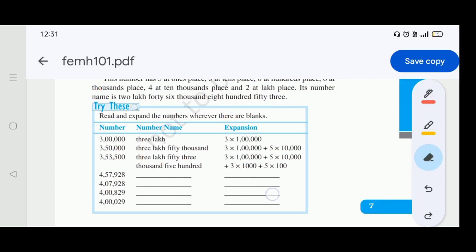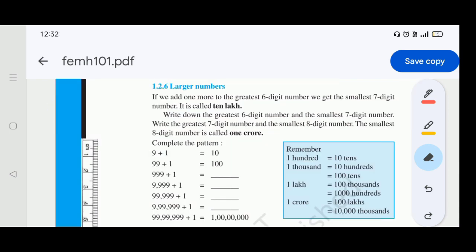Moving on. The next topic in this chapter is 1.2.6 larger numbers. If we add one more to the greatest 6-digit number, we get the smallest 7-digit number. It is called as 10 lakh. Write down the greatest 6-digit number and the smallest 7-digit number. Write the greatest 7-digit number and the smallest 8-digit number. The smallest 8-digit number is called 1 crore.